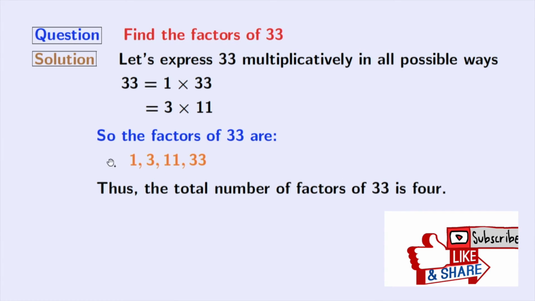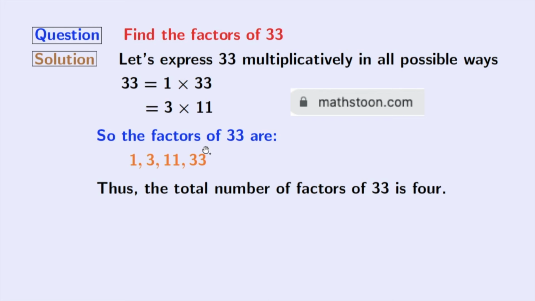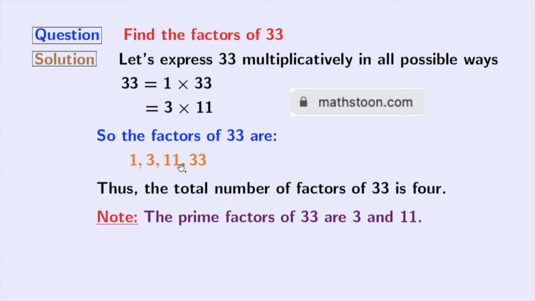Now if we look at these factors, we can see that 3 and 11 among these numbers are prime numbers because these two numbers do not have any divisor other than 1 and that number itself. So we can say that the prime factors of 33 are 3 and 11.